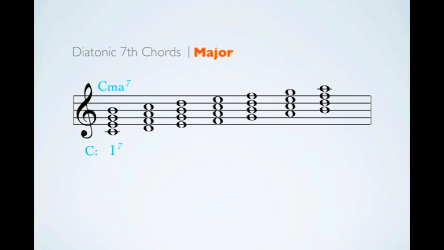So here we have our diatonic seventh chords in the key of C. Let's go through and identify each one, see what kind of quality it is. First we have a major 7 on 1, a minor 7 on 2, a minor 7 on 3, a major 7 on 4, a dominant 7 on 5, because of course that's the dominant, a minor 7 on 6, and a half diminished 7 on the 7 chord.